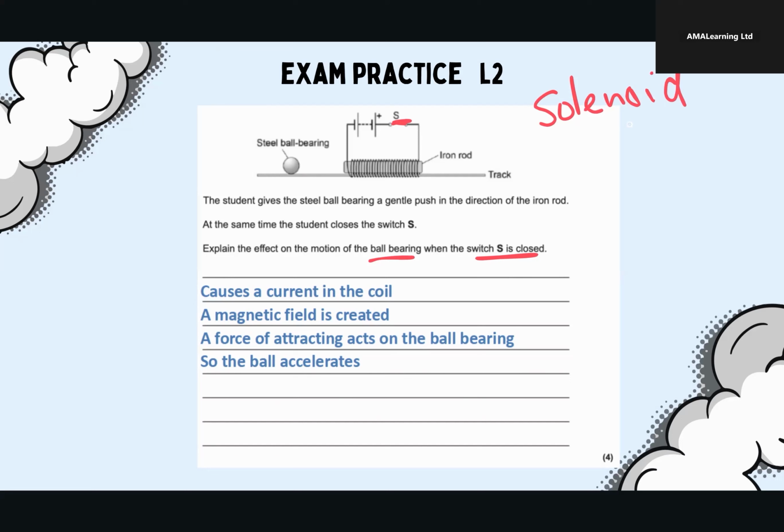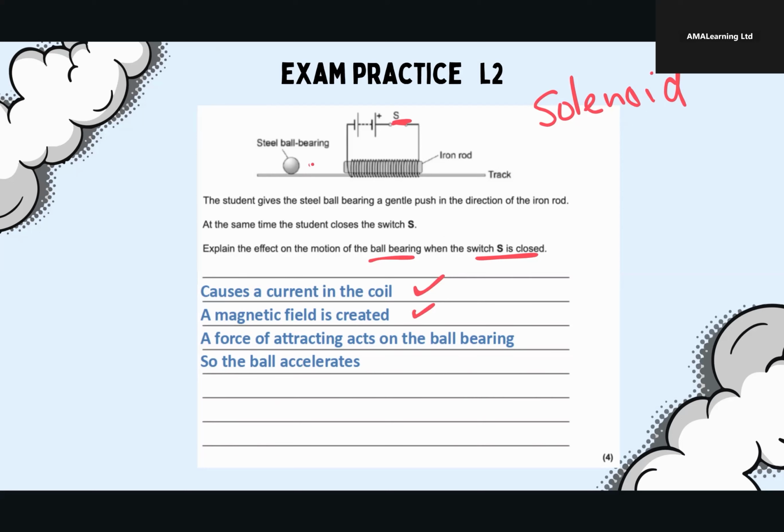So what's going to be formed in that solenoid? It's going to have a magnetic field, which is what we just said. So it causes a current in the coil, and that turns this coil of wire into a solenoid. A magnetic field is created. And they've added an iron rod there to make it a stronger electromagnet.